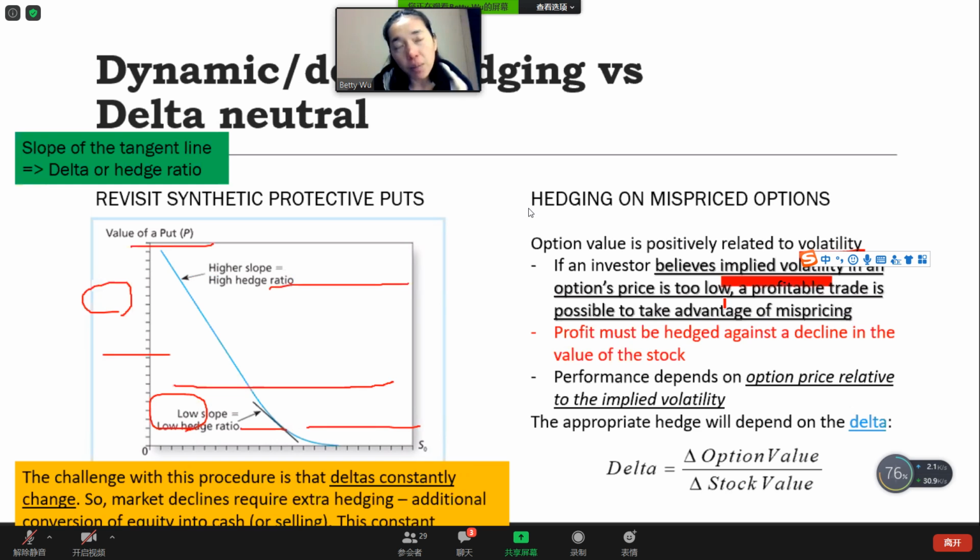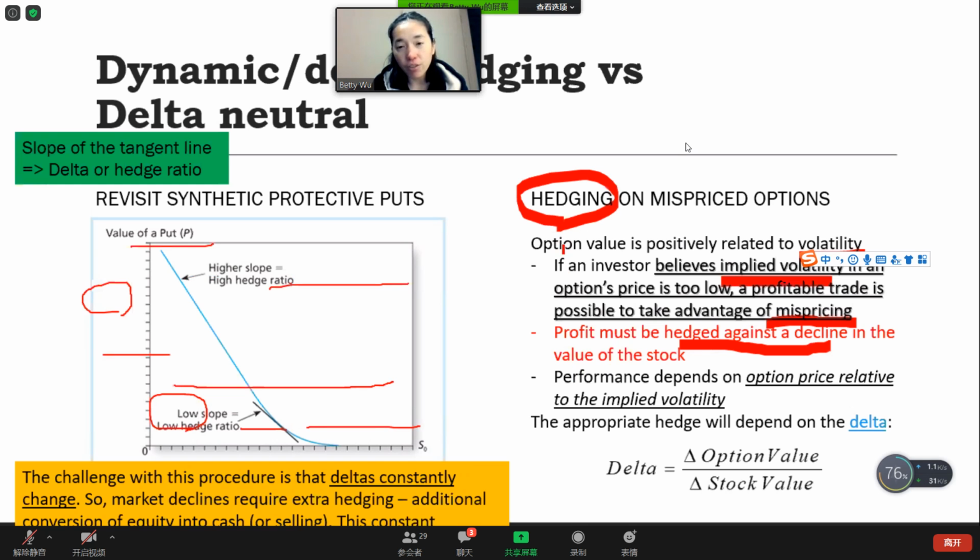the volatility will go up later on, so that you believe that the current price of the option is too low, undervalued. There's some mispricing over there. And so you believe that makes a profitable trade possible, to take advantage of the mispricing. In this case, you should buy, and later on the price adjusts, and then you can sell at a higher price. But the profit must be hedged against a decline.